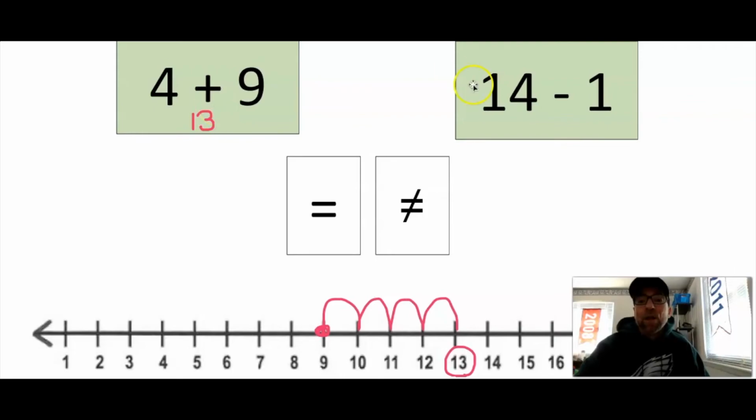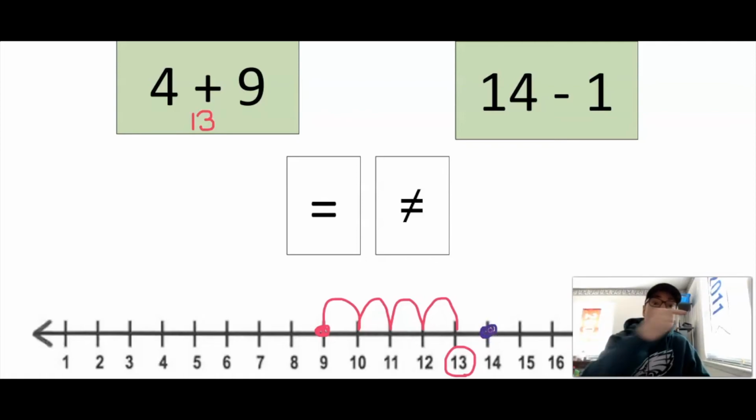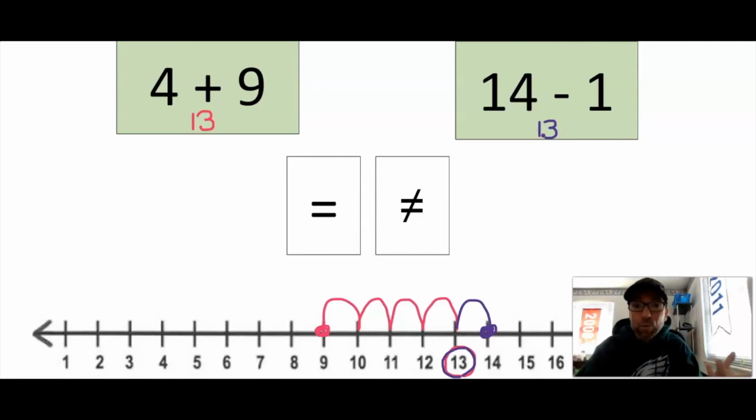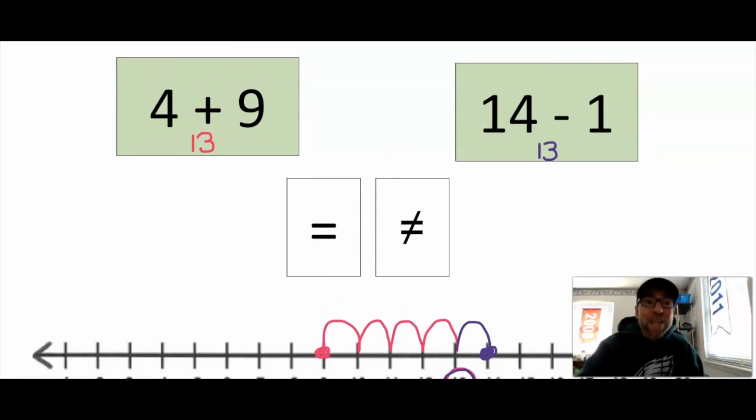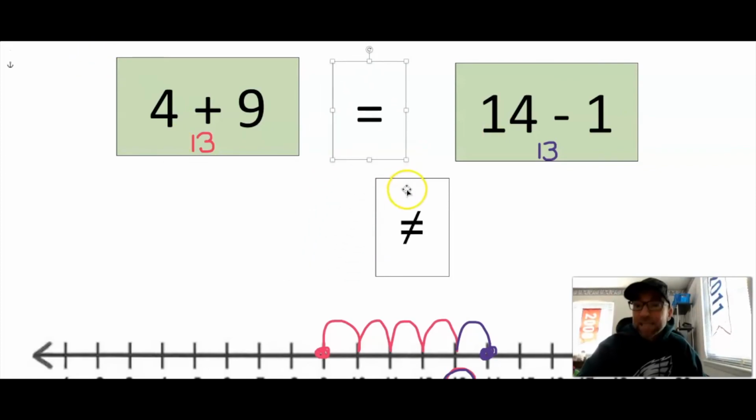Now I have another number model. 14 minus 1. Start at 14, count back 1. Well, let's go ahead. Start at 14. I'll put a dot at 14. Count back 1. This time I'm heading towards 0. Count back 1. Where do you land? Well, look at that. I landed on 13. Are these two number models equal or not equal? Well, they are equal because they both have the same answer.